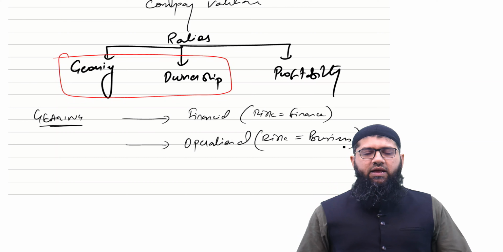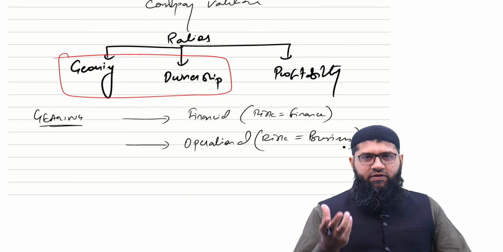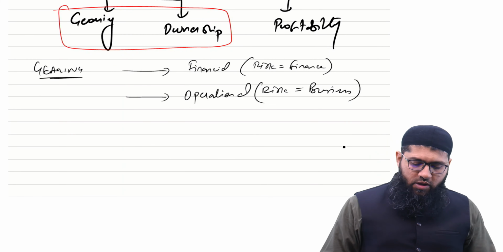What is a financial gearing? What is an operational gearing? The financial gearing is the risk attached with the finance that you have obtained. The operational gearing is the business related gearing.